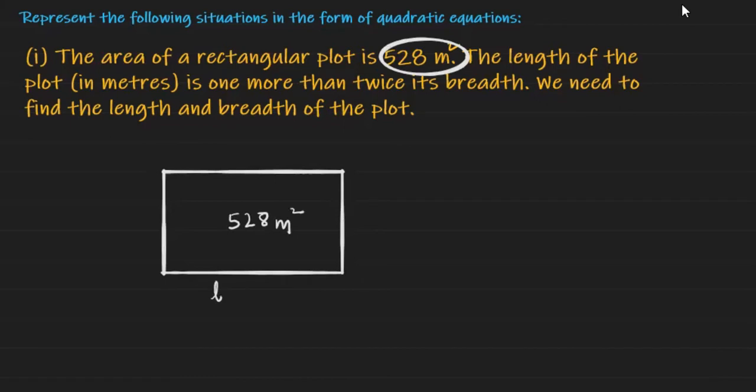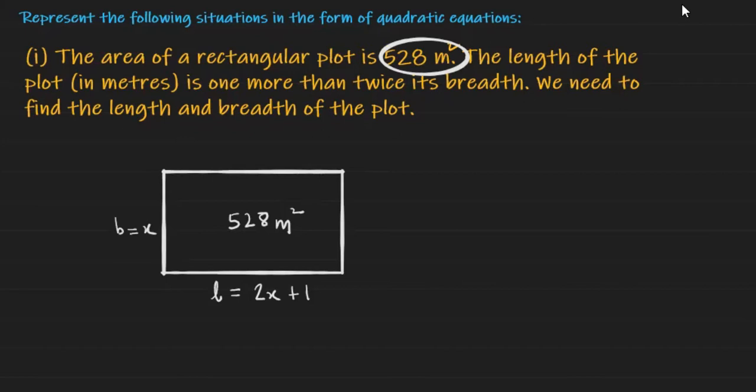The length of this plot, L, is one more than twice its breadth. I don't know the breadth, let it be x. So twice the breadth is 2x, so length is 2x plus 1. That is one more than twice its breadth. We need to find the length and breadth of the plot. If we can identify the value of x, then we can find the length and breadth. But we just have to represent the situation.